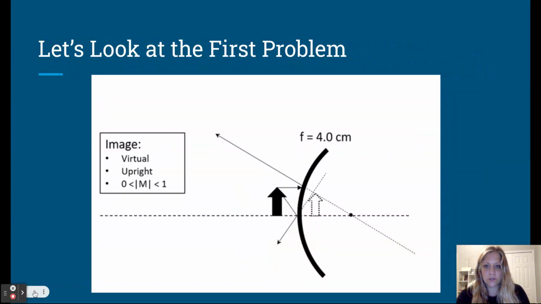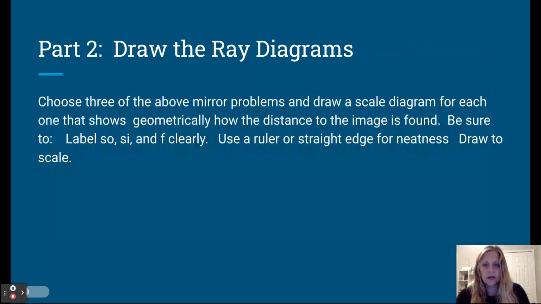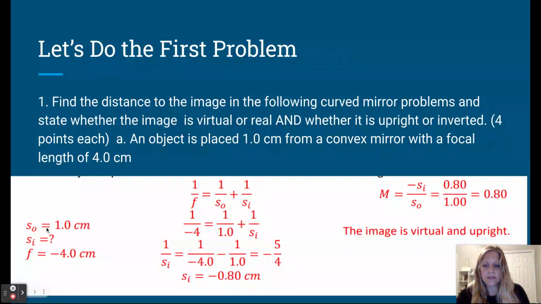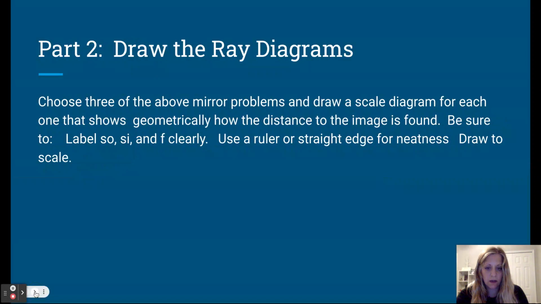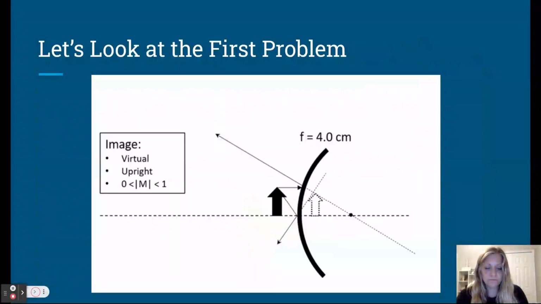So let's look at an actual example. For that one image that we did the example for, we ended up with an object distance of 1.0 centimeters from the mirror. The image distance was negative 0.8 centimeters from the mirror. The focal point was negative 4.0 centimeters from the mirror. This image was virtual and upright, so that meant the image and the object are on opposite sides of the mirror.